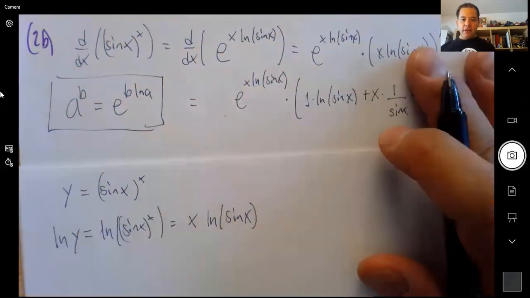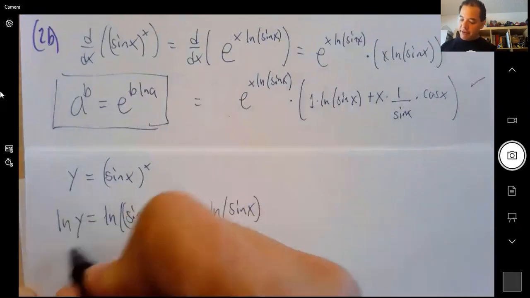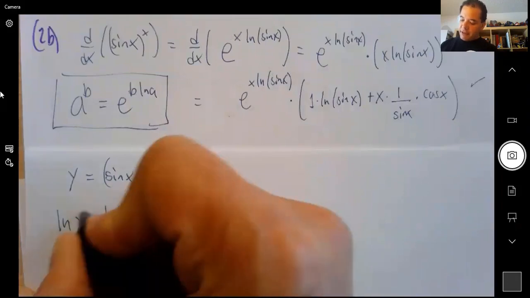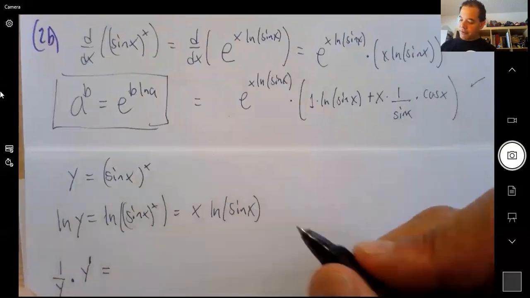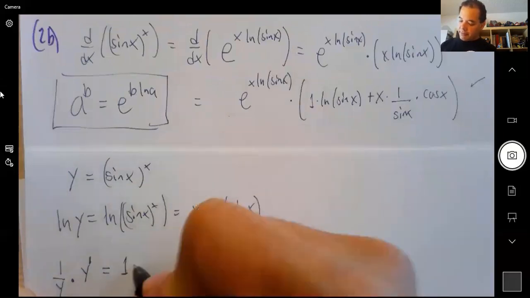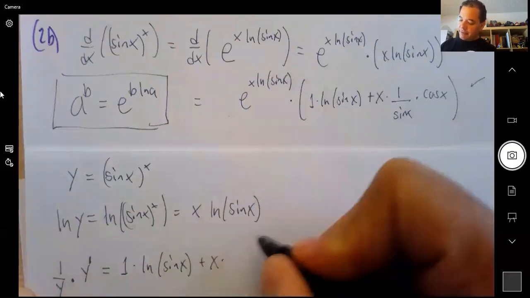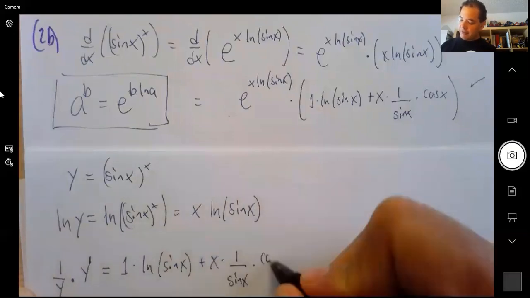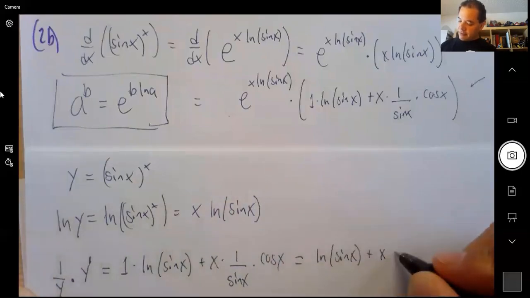So you get this. And now what you can do is simply take the derivative on both sides. So what is the derivative of ln of y? Well, it's 1 over y times the derivative of the inner function, y prime. And what's the derivative on the right-hand side? Well, you use the product rule. It's the derivative of x, which is 1, times ln of sine x, plus x times the derivative of ln of sine x, which is 1 over sine x, times the derivative of sine x, which is cosine x. So this is ln sine x plus x cosine x over sine x, right?